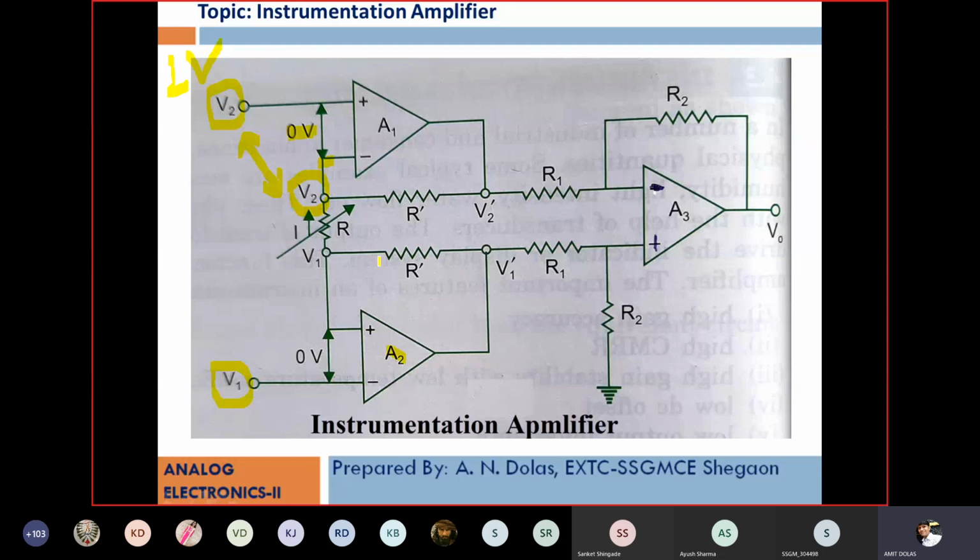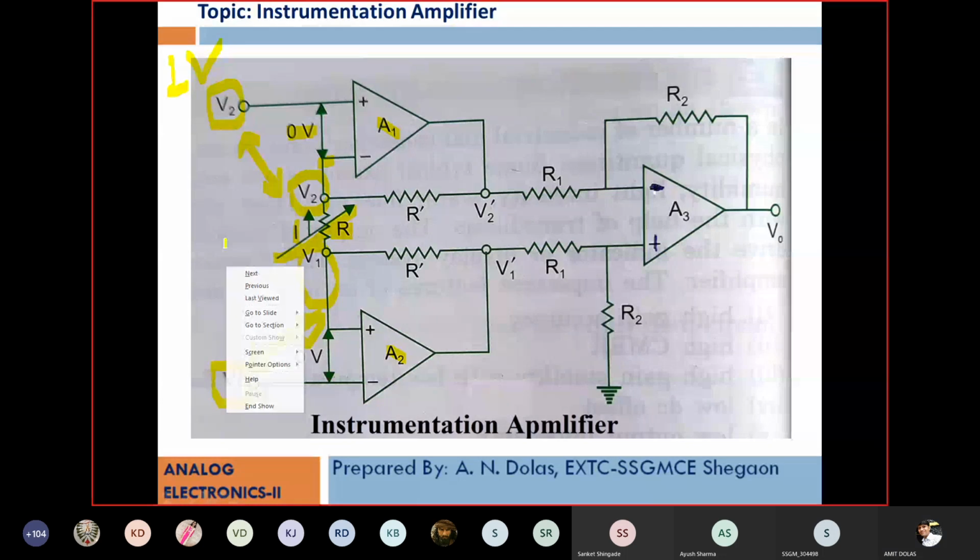Similarly, for the A2 stage, this V1 will appear on this terminal, that is 1 volt. Now look at resistance R, which is in between the terminals of A1 and A2. That R is connected, it is shown variable, and there is a current I passing through R.